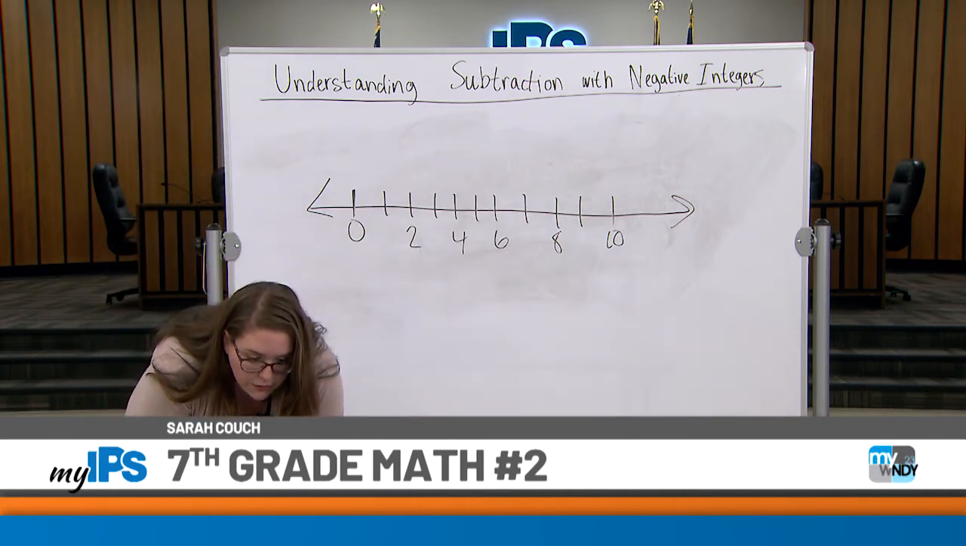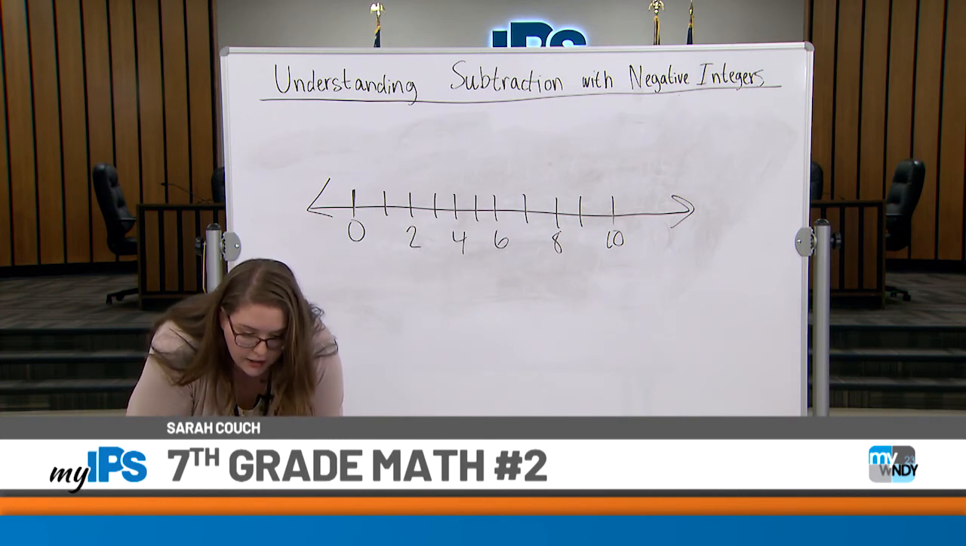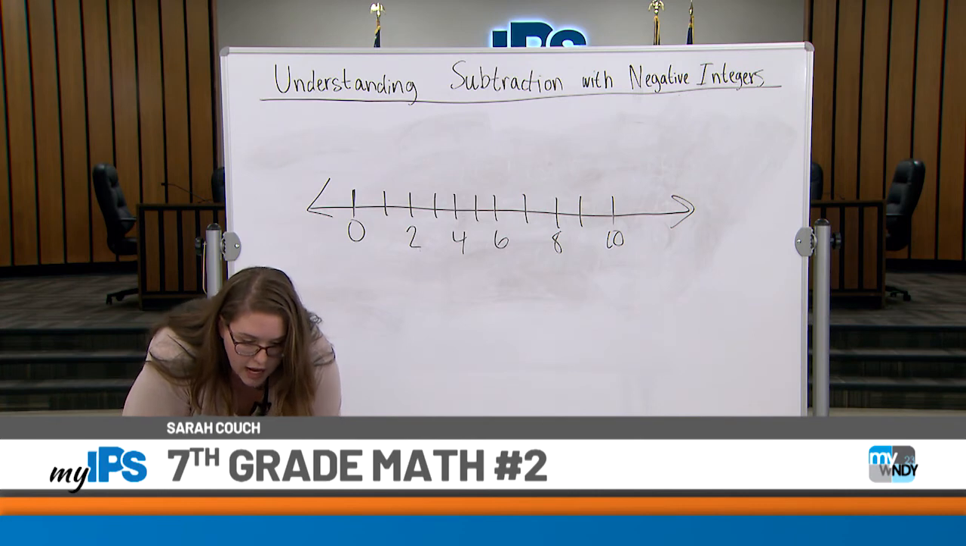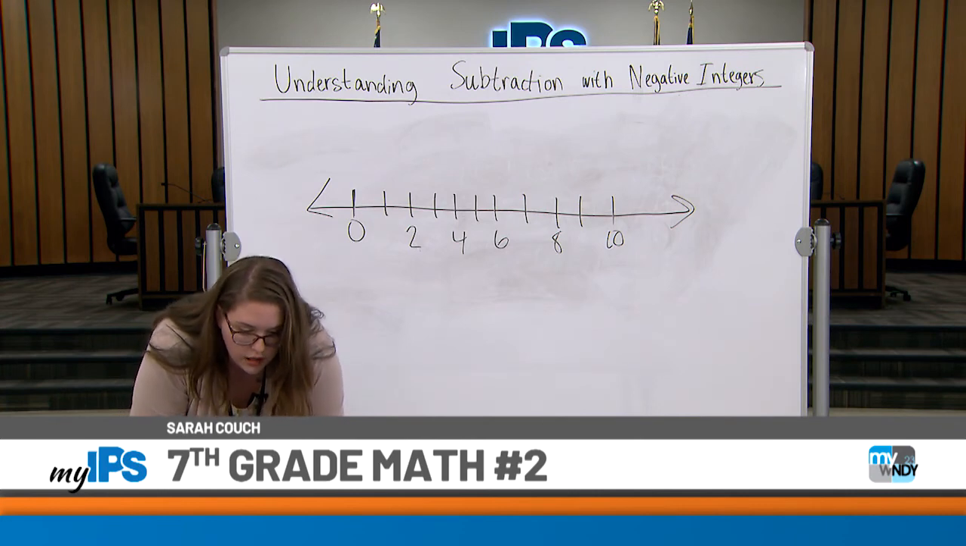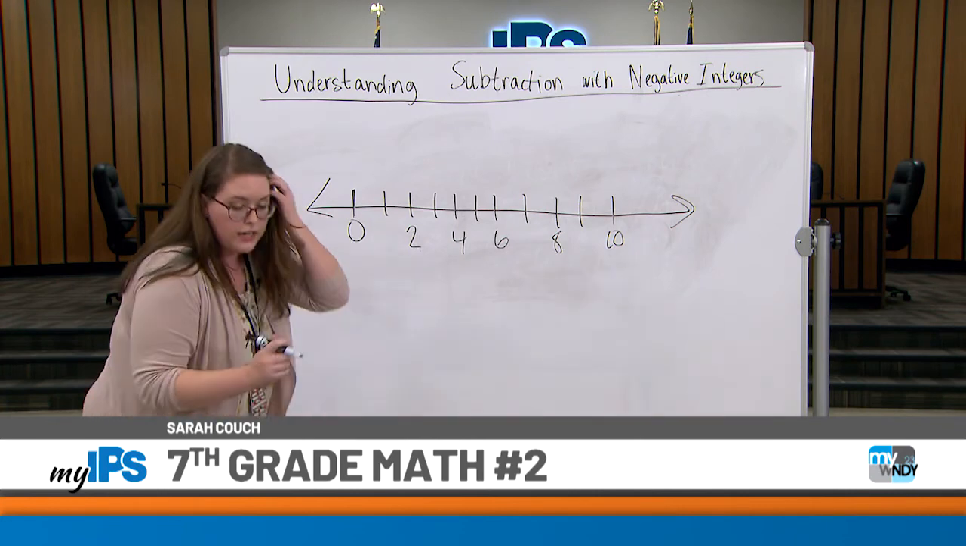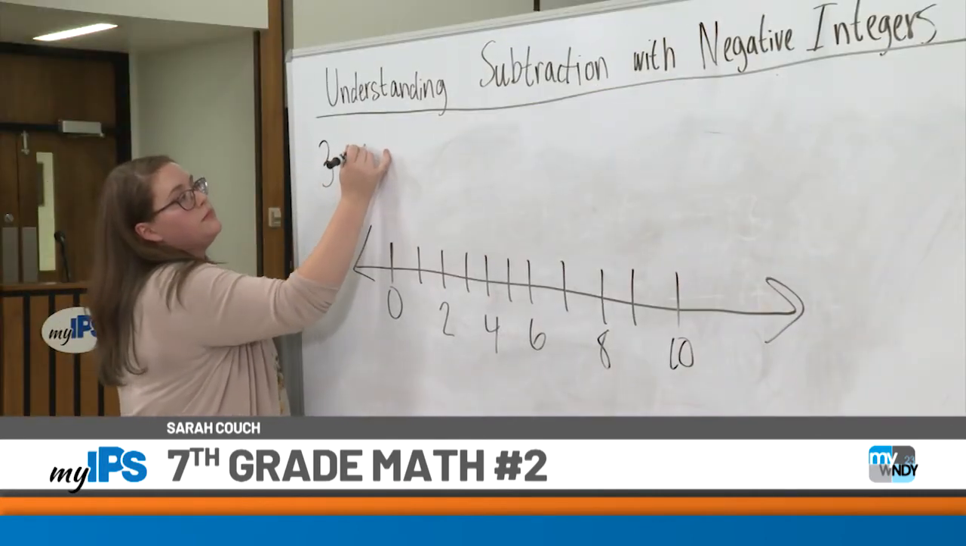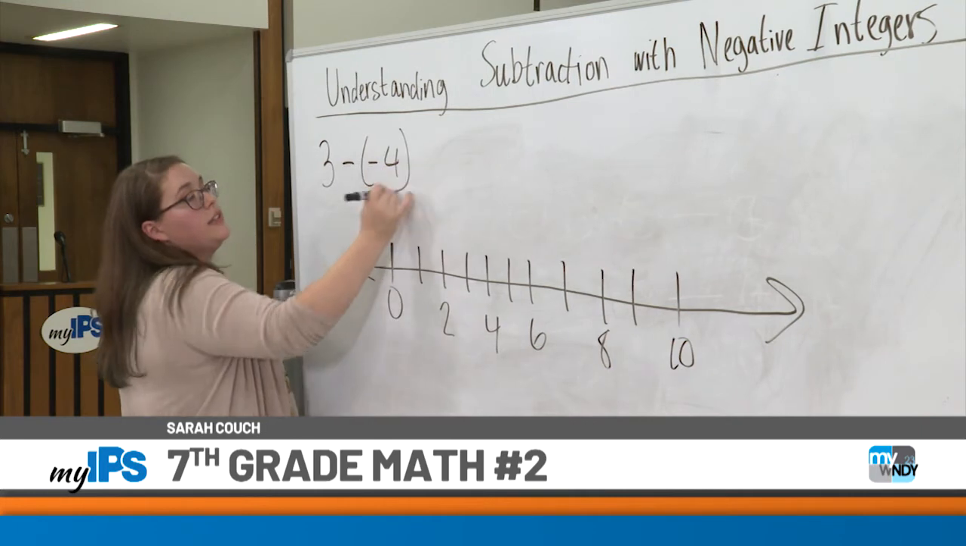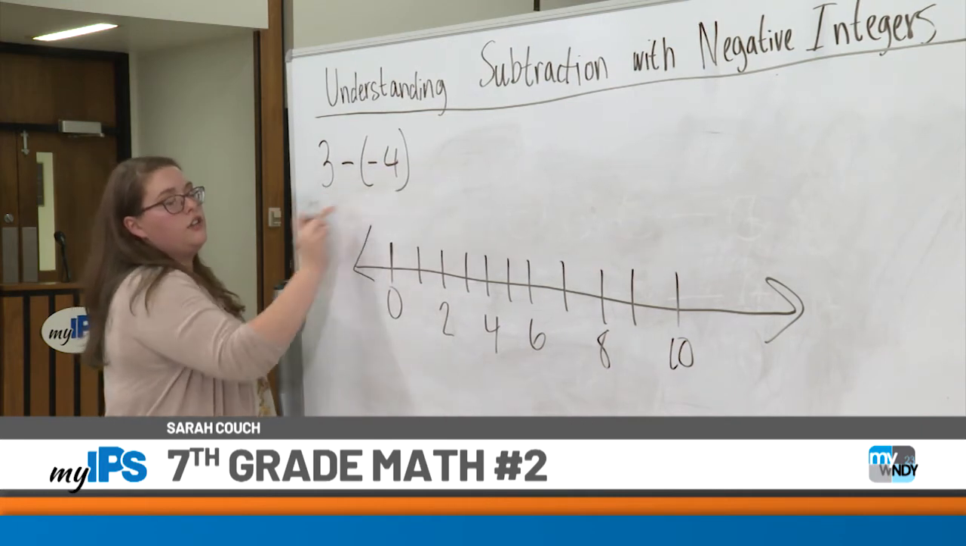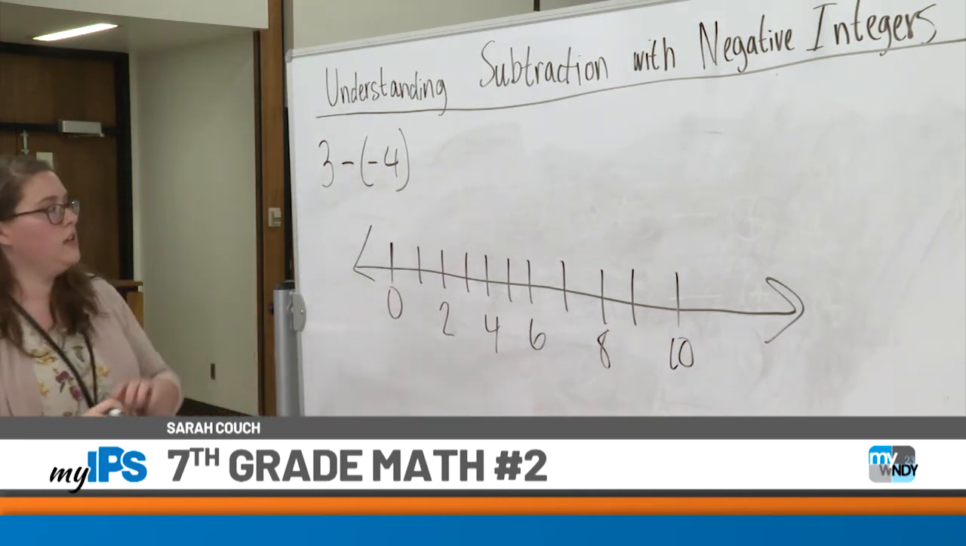Jin is 3 floors above ground level in a hotel. Leela is on a parking level of the hotel that is 4 levels below ground level. How many floors apart are they? Draw a number line to show 3 minus -4. Don't forget your parentheses. That way you can read it nice and clear.